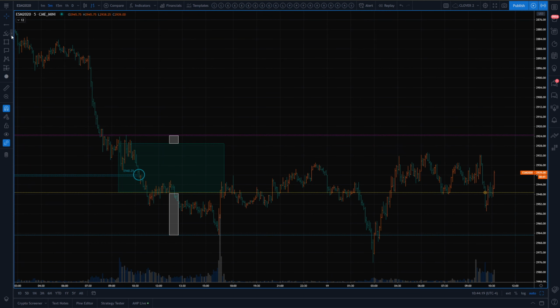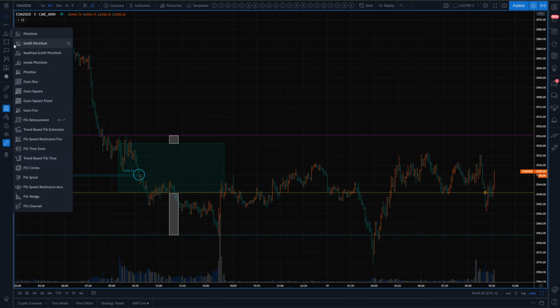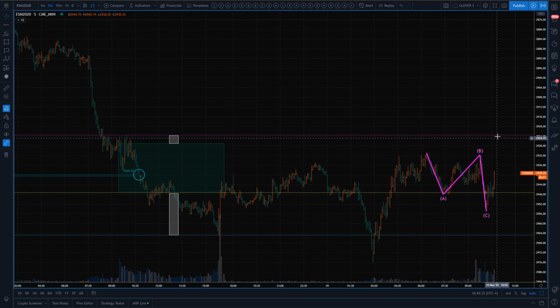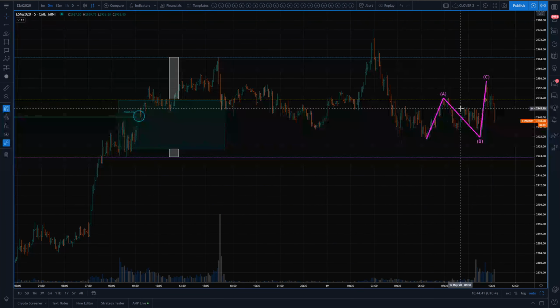It looks like a nice little ABC correction, like this. Little flat wave here, and then move higher, and perhaps move to the previous day's low, and this inverted chart makes it look like the previous day's high. So that's what that looks like to me.